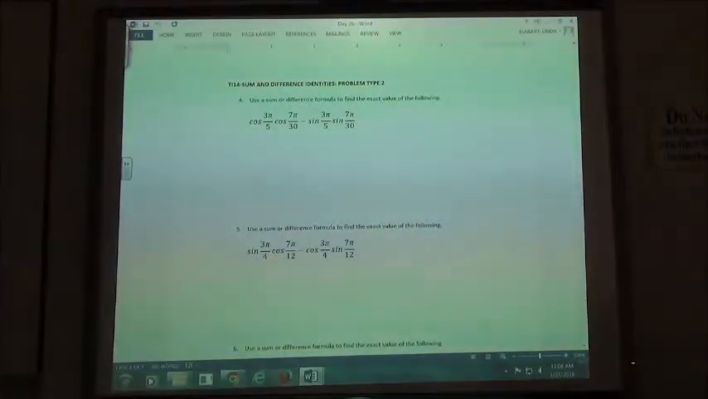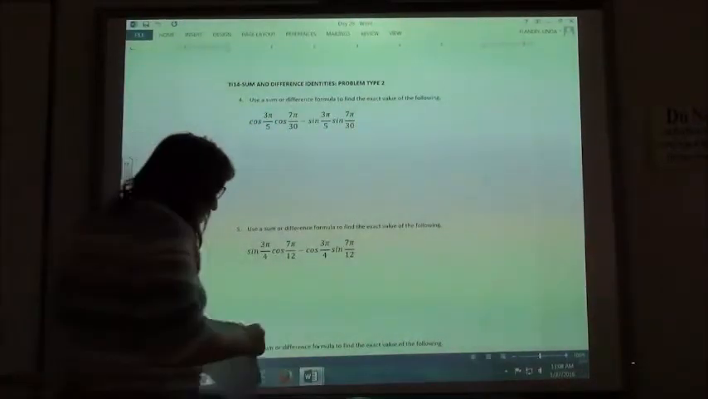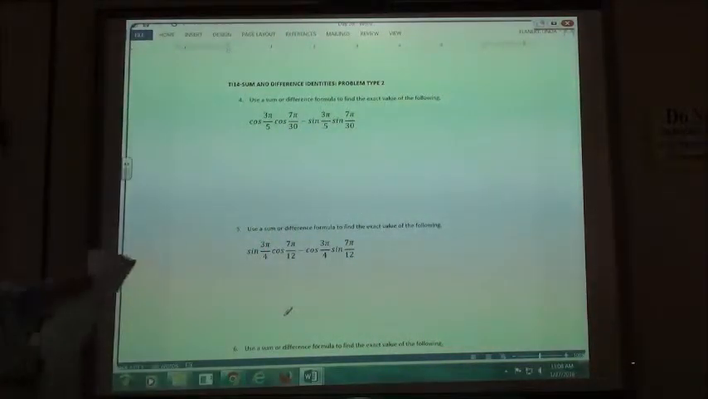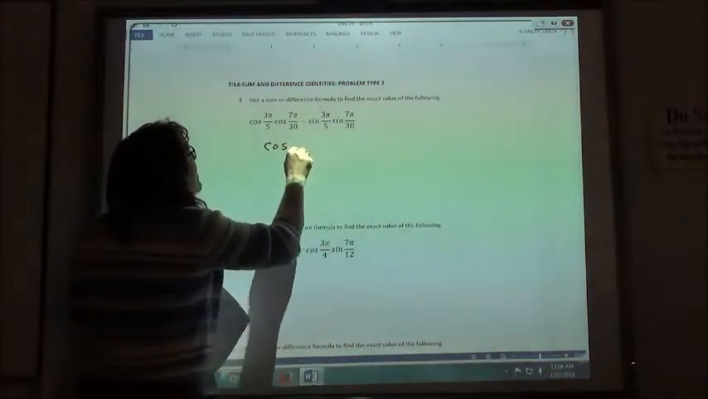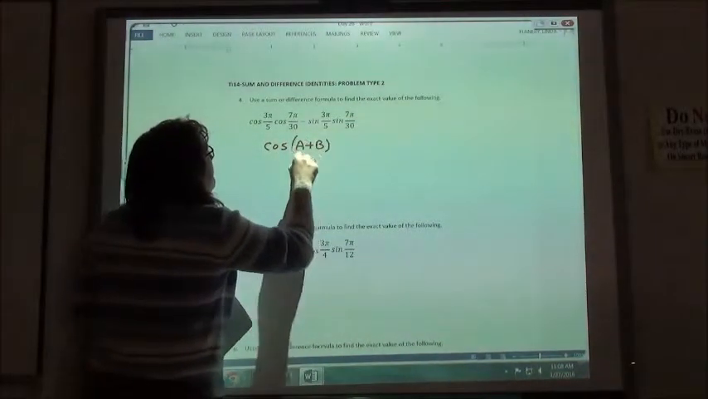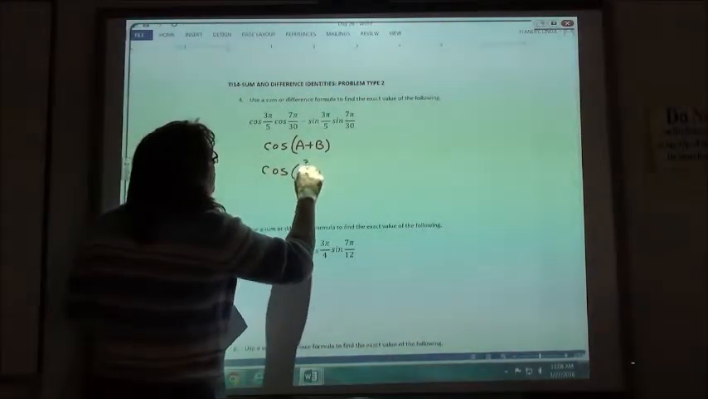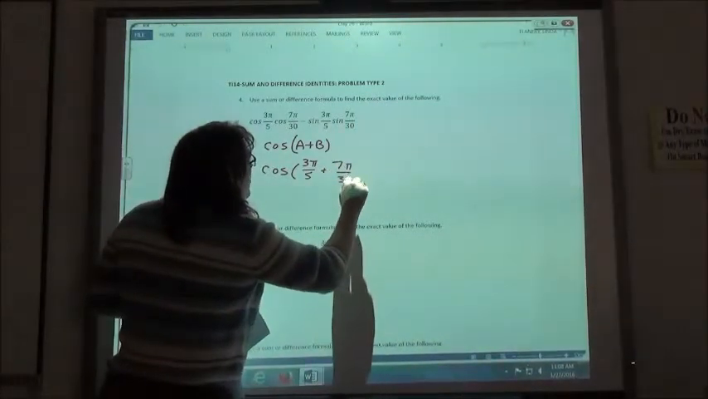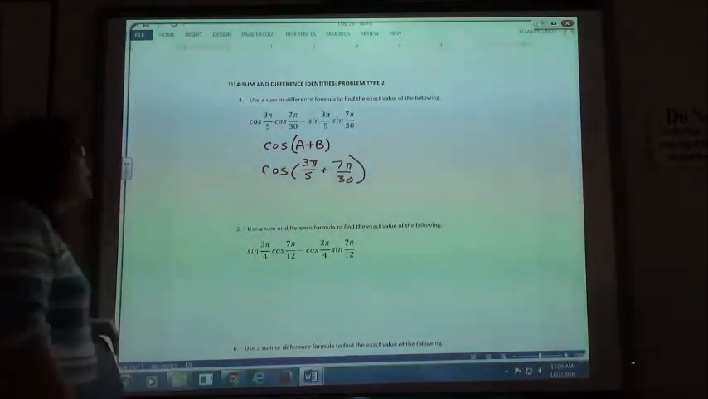First one wants us to use the sum or difference formula to find the exact value of the following. Starts off with cosine, cosine. I know that's my cosine identity. This one has the minus sign in between, and so if you look at your sum and difference identities, this is going to be the cosine of A plus B. And so I'm just going to say, okay, I'm going to do the cosine of 3 pi over 5 plus 7 pi over 30. And then I'm going to find my common denominator and do my adding and subtracting here.